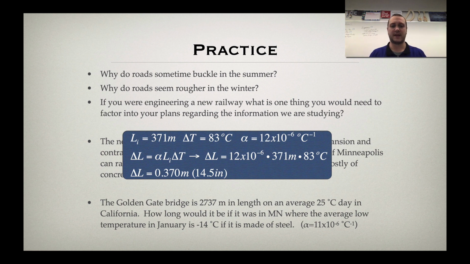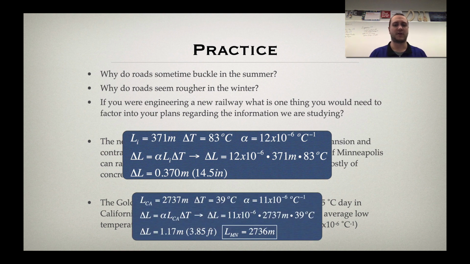Now, moving on to the Golden Gate Bridge, right? We have our initial length, we have a 25 degrees Celsius day, and then our January day, which is negative 14, so we're going to get our temperature change there. And then we have our coefficient of expansion for steel. So we have our length, we have our temperature change, and our coefficient. Plugging that into the formula to get our length change, we can then see that our change in length is going to be 1.17 meters, which is almost 4 feet in length.